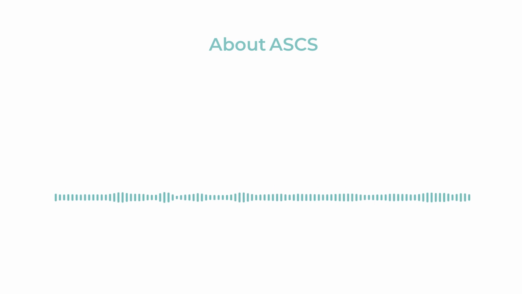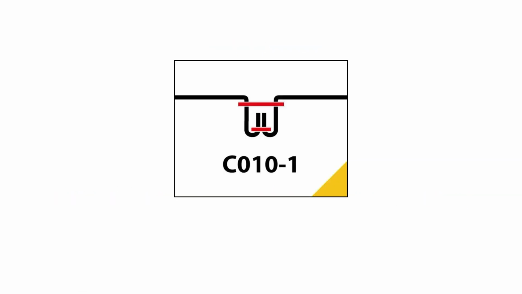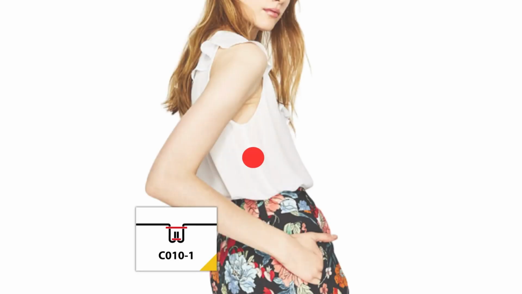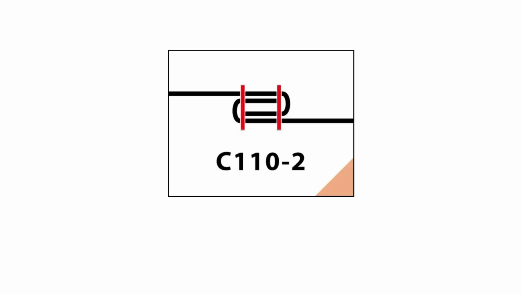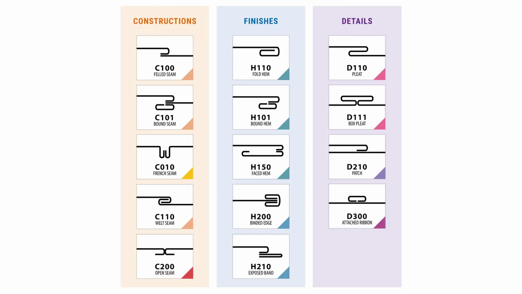Sure. The source mentions using a French seam, C010, for, say, the side seams on a lightweight sheer blouse. It gives that beautiful, clean finish inside and out. Right, no raw edges visible. Exactly. But for our summit seeker's crotch, a high stress point, you'd maybe choose a welt seam, C110. Super strong, very durable. Okay.